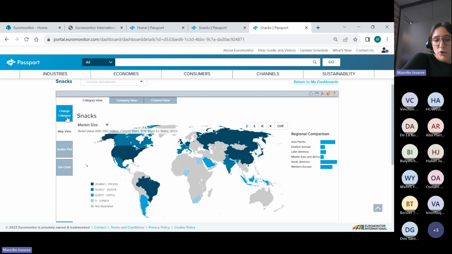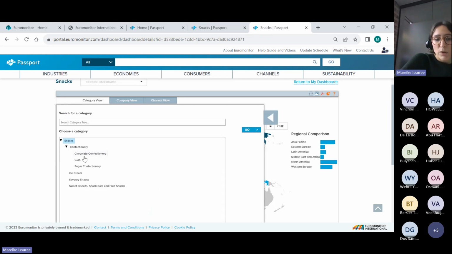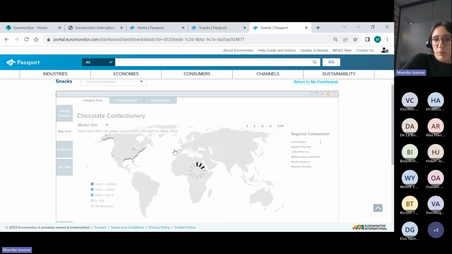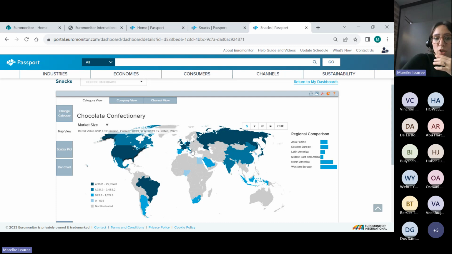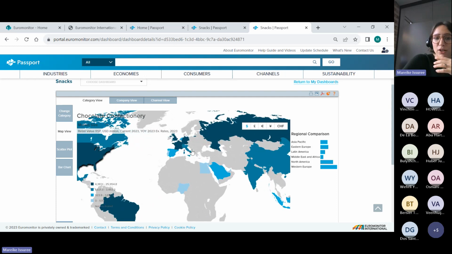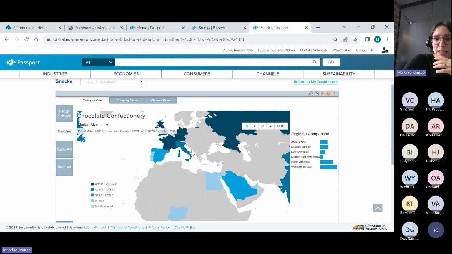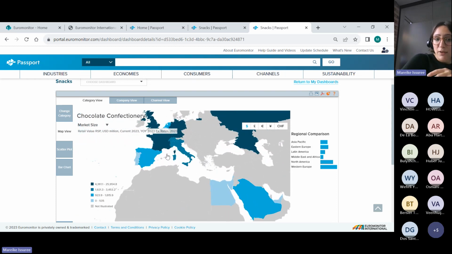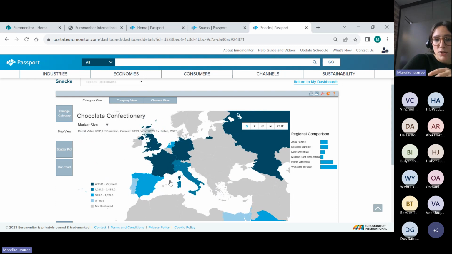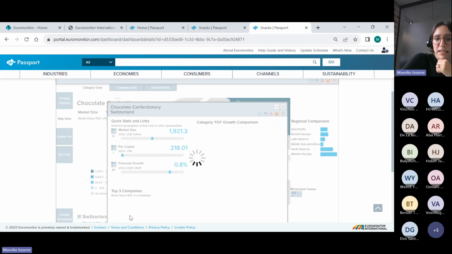The opportunity you have here is also to change the category. Instead of looking at the global snacks industry, you can go into what we looked at earlier, just chocolate confectionery, if that's what we are interested in, and press apply, and it will change the view. We could also dive into a region. So we can go into, for example, Europe, and you can see all the countries that you could dive into in more detail in your subscription. And you can hover over a country like Switzerland and then simply explore Switzerland in detail.